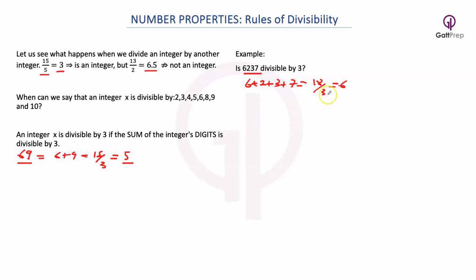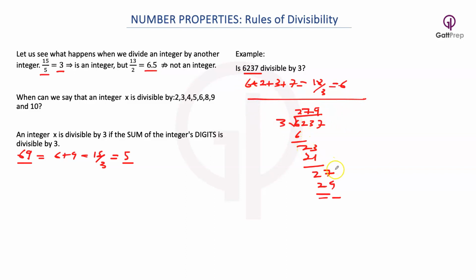We can confirm this by using the long division method. So 3 into 6237: 3 will go into 6 twice, 3 will go into 23, 21, and then you have 27 here, 3 will go into 27, 9, and then it leaves no remainder. So you can see that this rule will work for you.